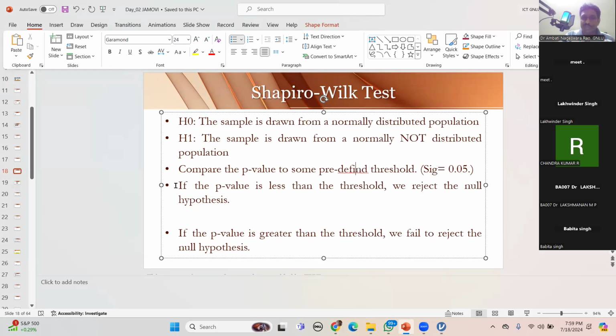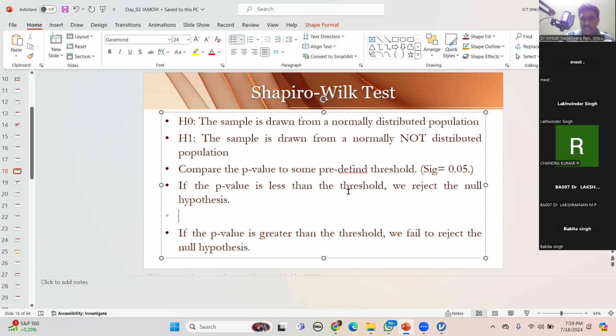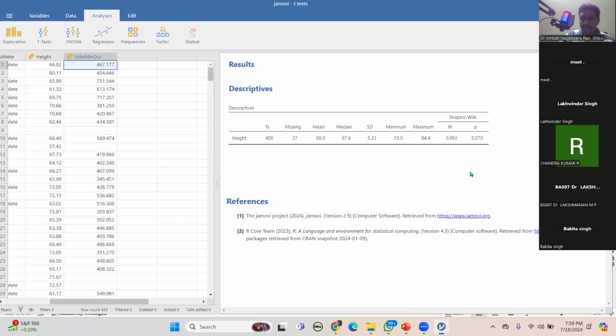Now, what is our threshold value? If the P value is less than the threshold value, we reject the null hypothesis. Meaning if it is less than 0.05, we are going to reject it. Now come to our hypothesis test result. It is 0.07. So how to understand this one? What does it indicate? Anyone?